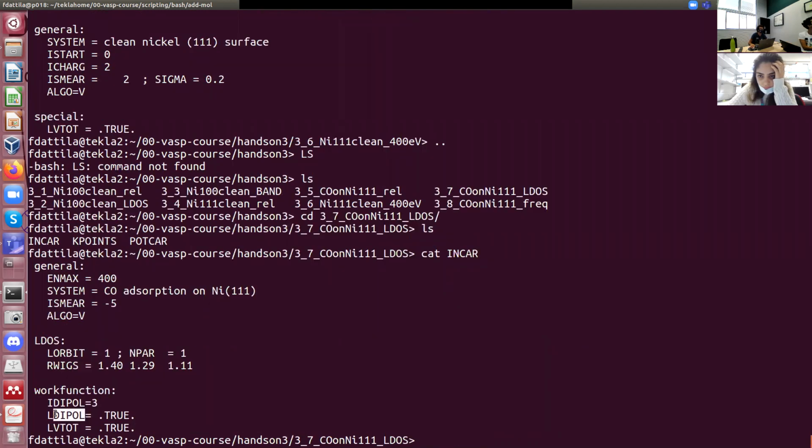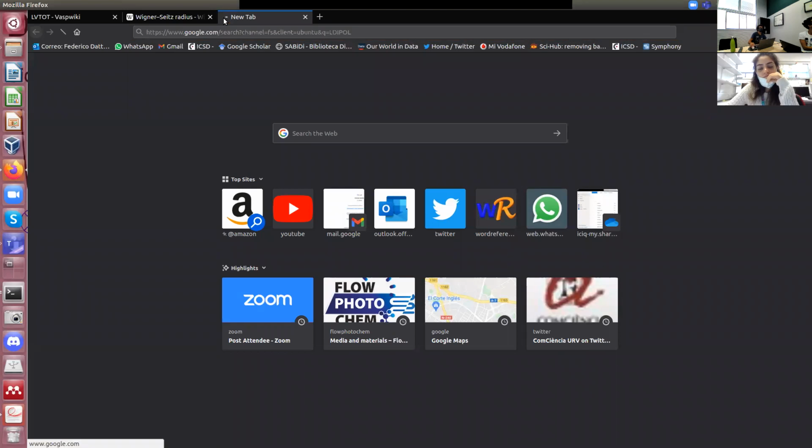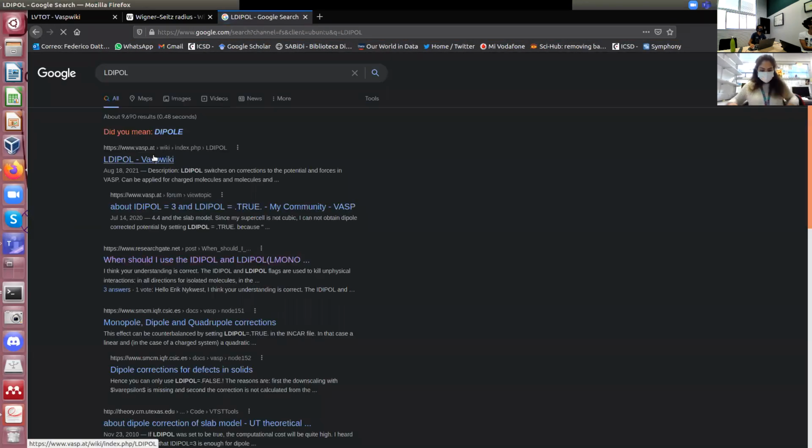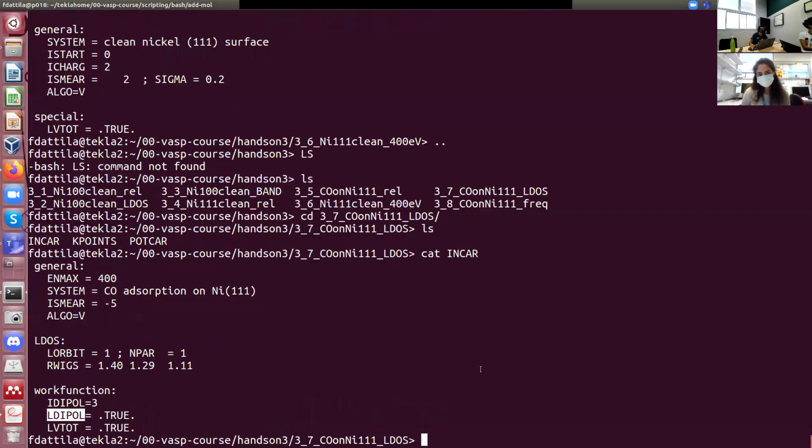I mean, just focus on the tag itself. So you copy it, LDIPOL, and you see why. You click on that, you open this, okay, and it's telling you: switch on corrections to the potential and forces in VASP. Can be applied for charged molecules and molecule slabs with a net dipole moment. As you say, they apply it on CO because CO has a dipole. But on top of that, in principle, you should apply it whenever you have a surface.